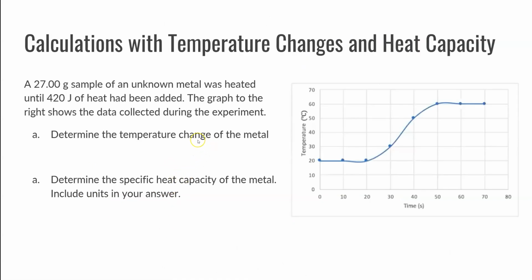So let's take a look at calculations with temperature changes and heat capacity. So here it reads a 27.00 gram sample of an unknown metal was heated until 420 joules of heat had been added. The graph to the right shows the data, kind of like they're doing an experiment. So a couple of things here that you see is that over time the temperature generally should increase, but sometimes you'll see a graph where the temperature stays flat. And the question is, determine the temperature change of the metal. So go ahead and pause the video and start it in, and we're going to continue this in class.